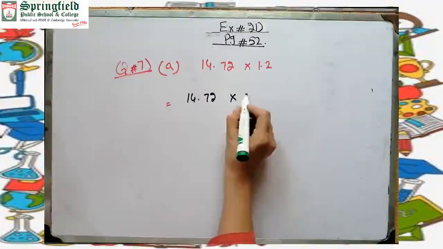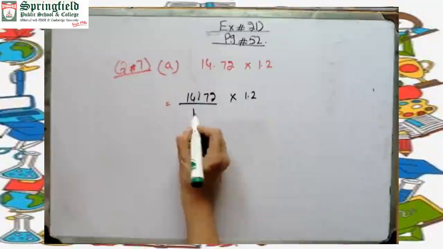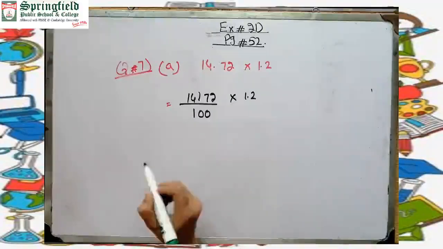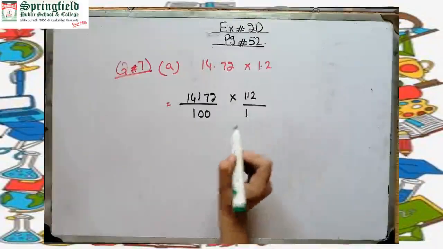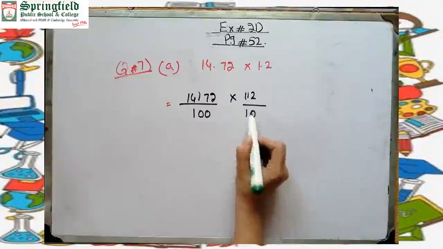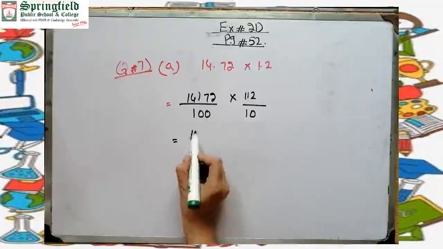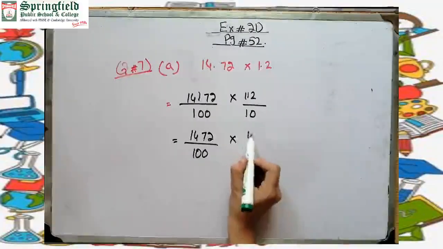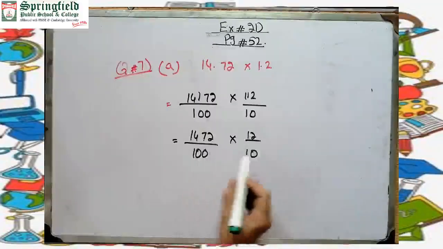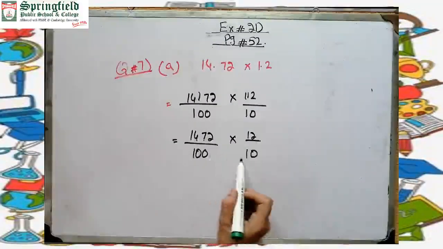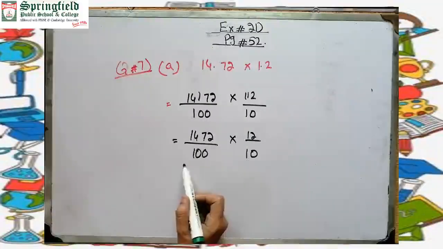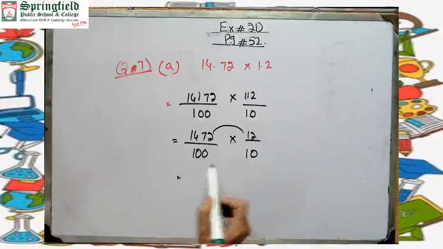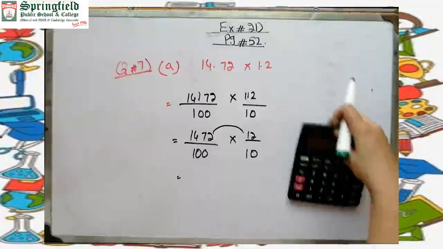14.72 multiply 1.2. Remove the point, write down 1 and then count the number of digits after the point. 1, 2. It means we will write 2 zeros in the denominator. For 1.2, remove the point, write down 1. After the point, just one digit, it means we will write one zero in the denominator. So the new number will become 1472 divided by 100 multiply 12 divided by 10. There are two numbers and they are multiplied. It means we can cancel with the same table. Fine. Okay, and in the second method you can multiply directly. 12 multiply this number and then divide by 10 multiply with this. So what will be the answer?